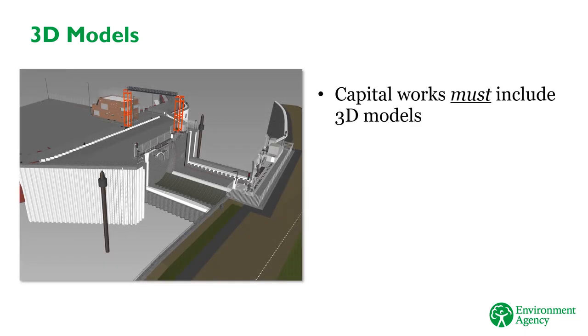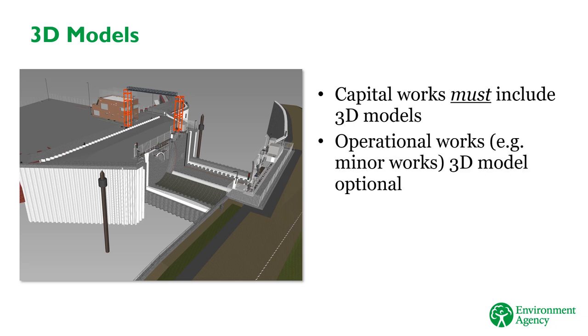The Environment Agency EIR states that all capital works must include a federated 3D model of the assets that are being built. This means that in your tender documents and on the IDP, you need to make clear the extent and level of definition needed for your model. For operational works, a 3D model is optional. For these commissions, you need to decide whether or not the 3D model will be beneficial, considering the project as well as the whole life operation and maintenance of the asset. For guidance on this, your local BIM lead will be able to help you.